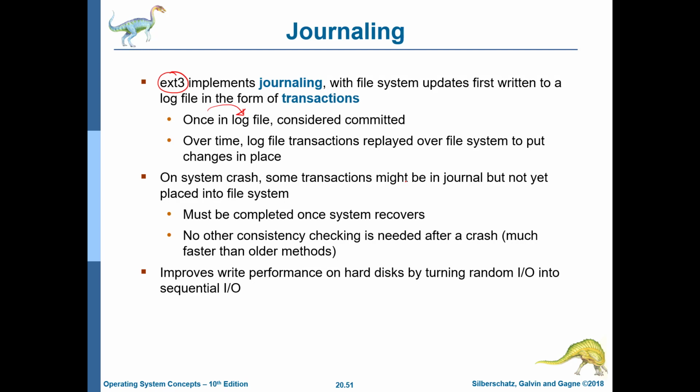Given that these are small updates, this is much easier to do. And particularly if there is a system crash, it is very well possible that some file system transactions may be in the journal, which is the small log that we maintain, but not yet persisted to the file system. The key word over here is persisting, which means writing them to the permanent file system. They are not yet persisted.